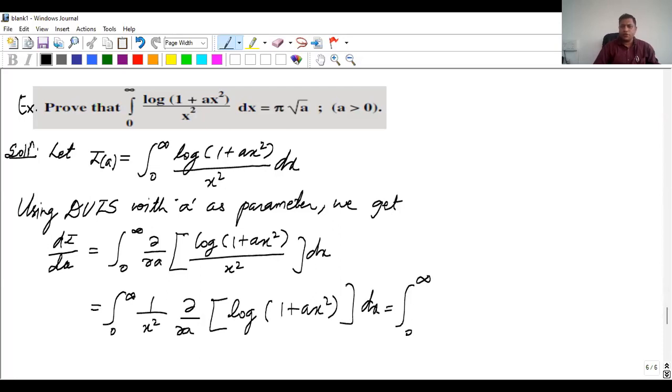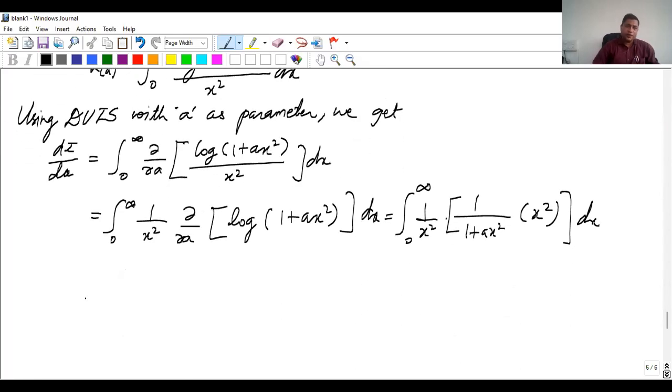So this is equal to the integral from 0 to infinity of 1/x². The derivative of log is going to be 1/(1 + Ax²). But again, we have to be careful that we are differentiating this function with respect to A, not x. So the derivative of 1 will be 0, the derivative of A is going to be 1, and hence here you have x² dx. Now this x² and this x² will get cancelled.